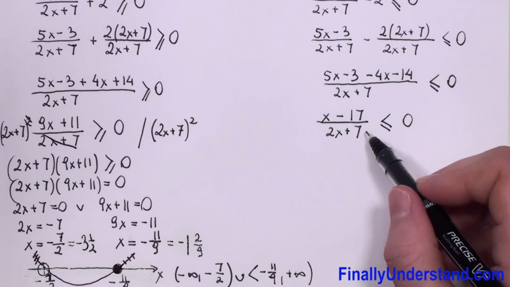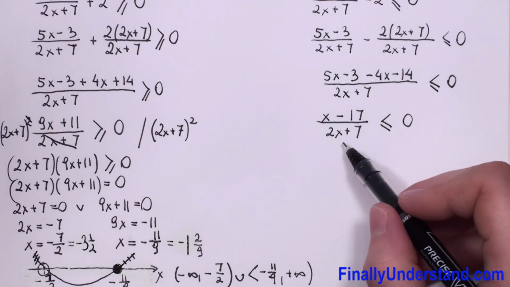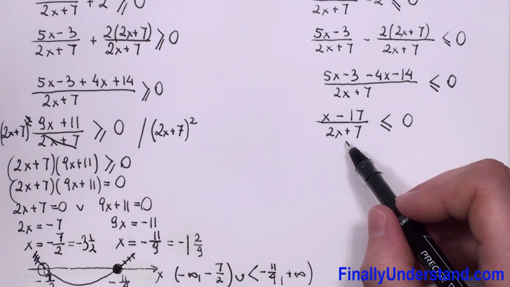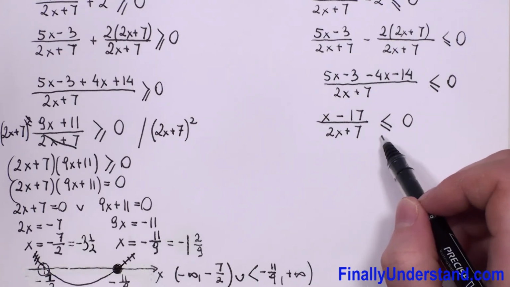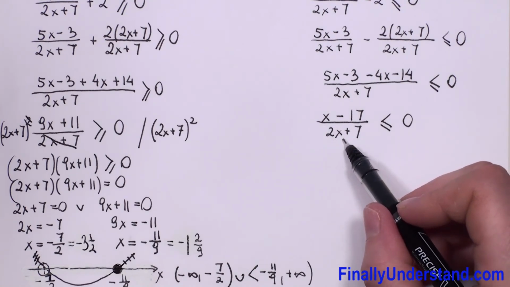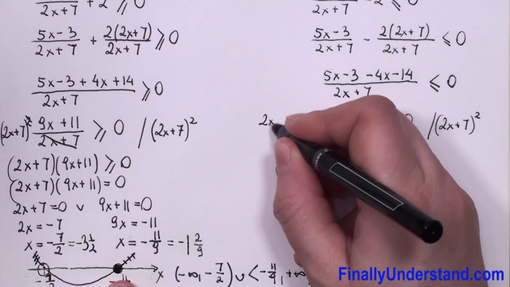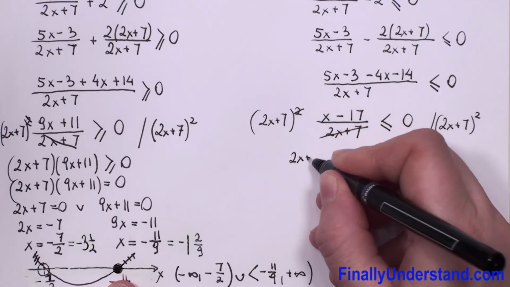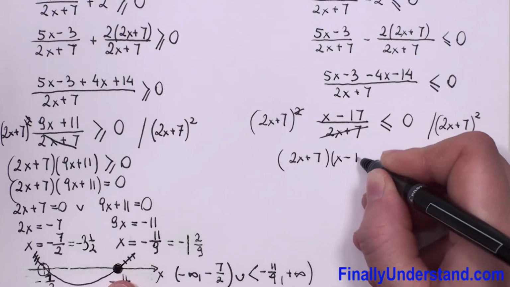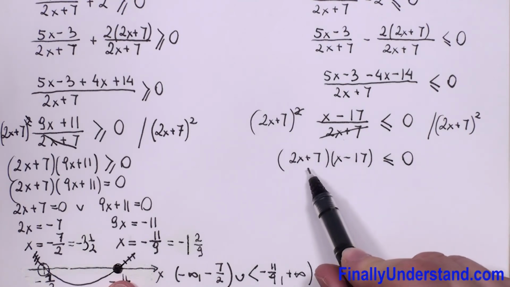So, because we have a fraction on the left side, to get rid of this fraction, I will multiply both sides by the square of the denominator. Why by the square? Because we have an inequality. When we multiply or divide by a negative number, we have to change the sign of our inequality. To be sure that this denominator is positive, I multiply by the square, so 2x plus 7 to the second power. The denominator with the square will cancel and we have (2x plus 7) times (x minus 17) is less than or equal to 0.